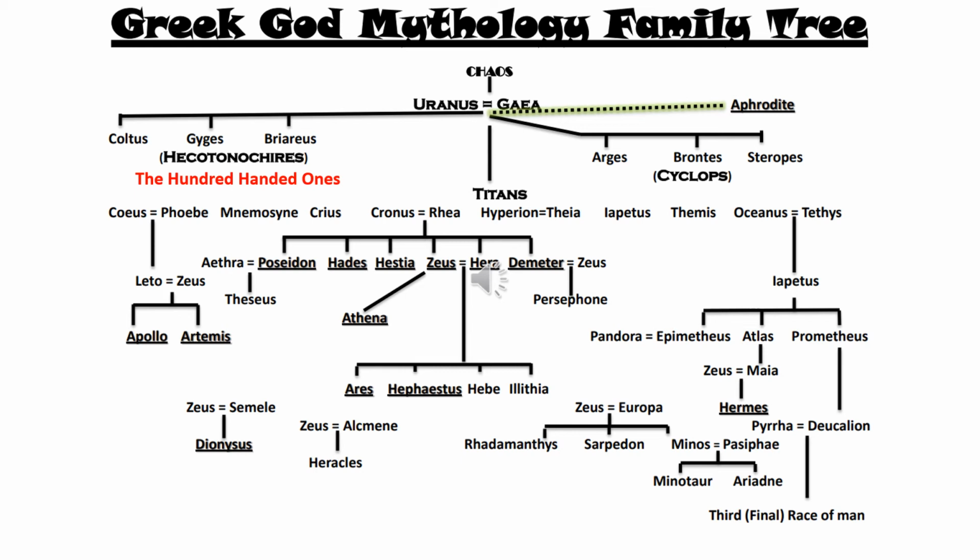He didn't like any of his children. He thought the 100-handed ones and the Cyclopses were horribly ugly, and he buried them deep inside Gaia, deep inside the earth, which was very painful to her. And the Titans had a similar fate.